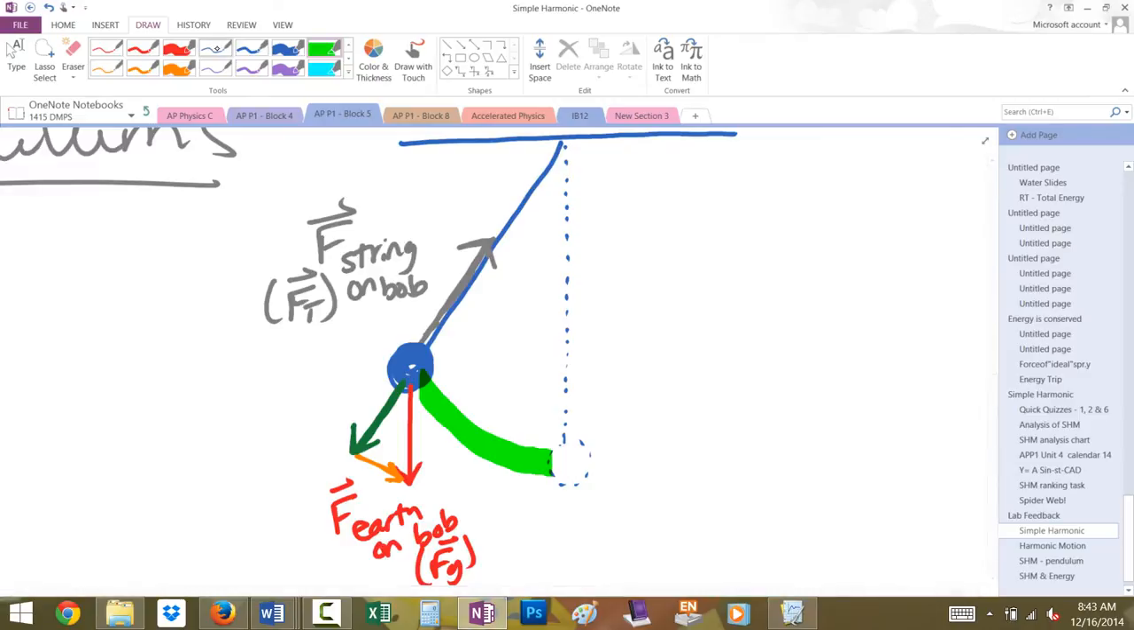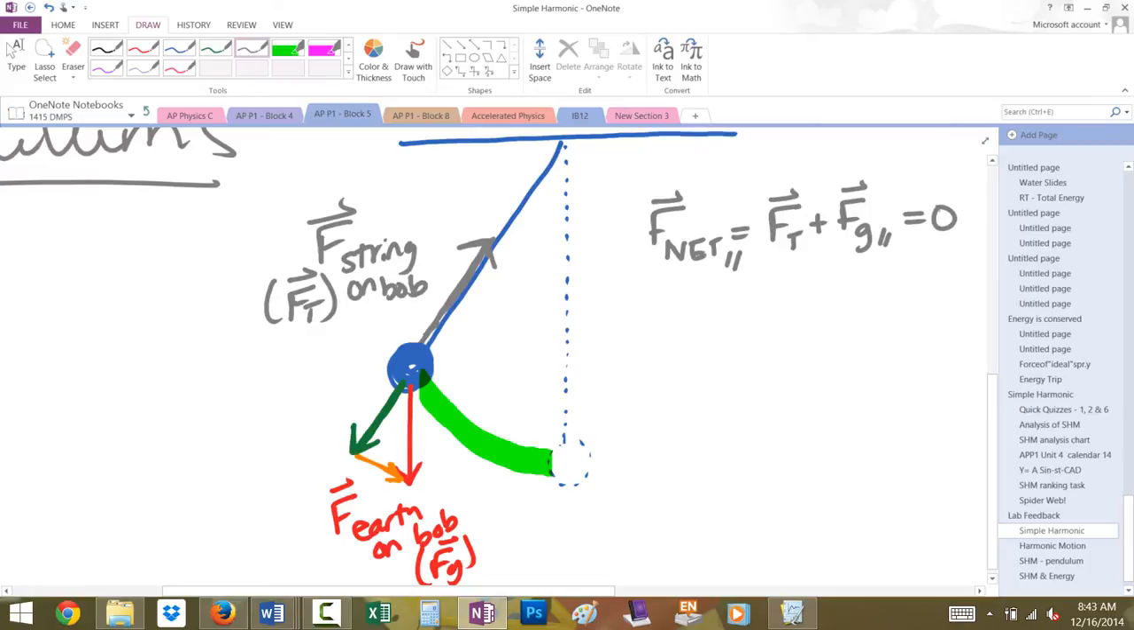So I'm going to write this out a little bit just to make sure we're really okay. F net parallel. The stuff that's going parallel to the string is Ft plus Fg parallel, and that's equal to 0. Does that make sense?